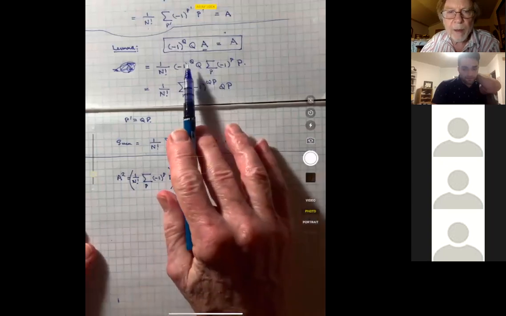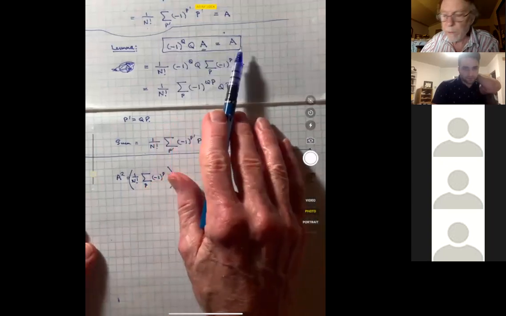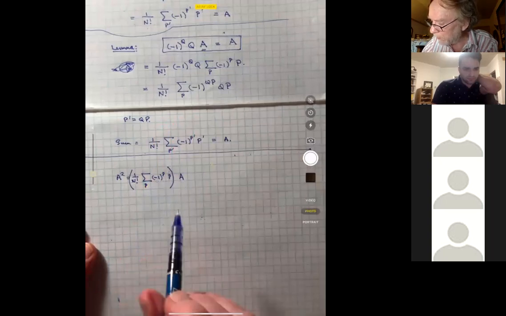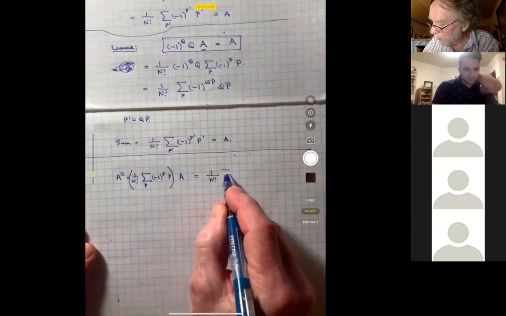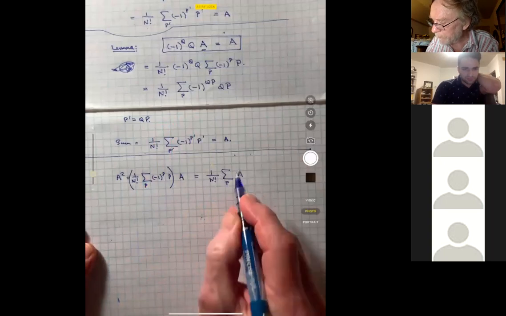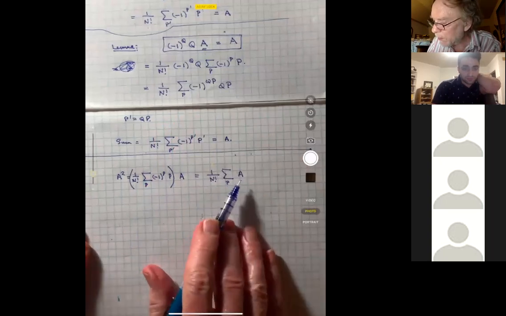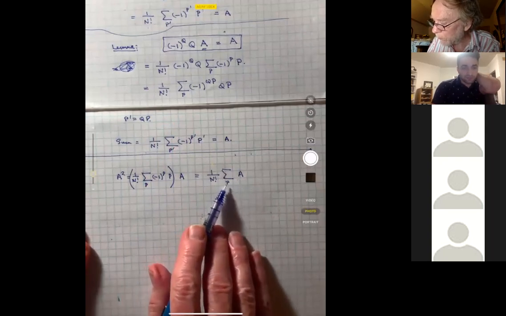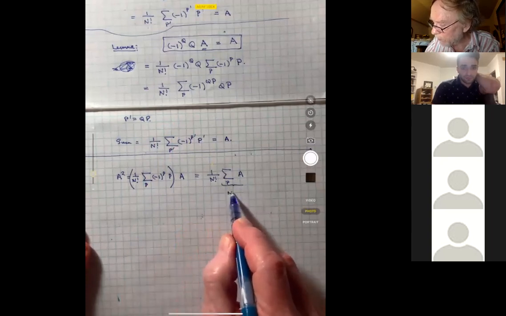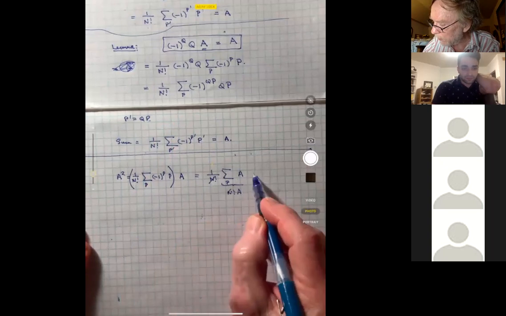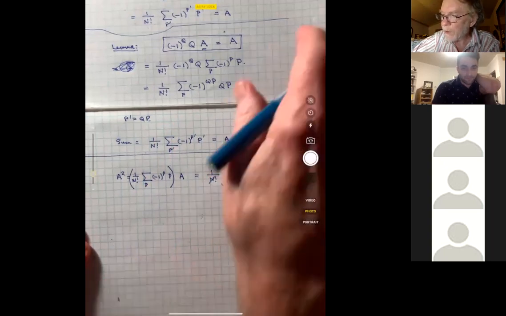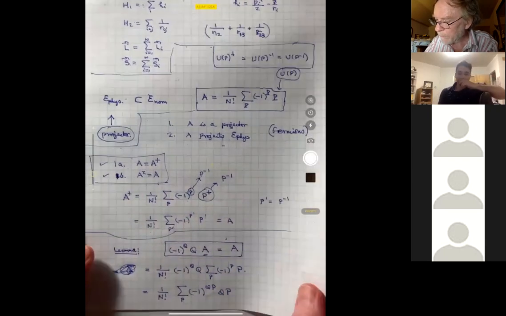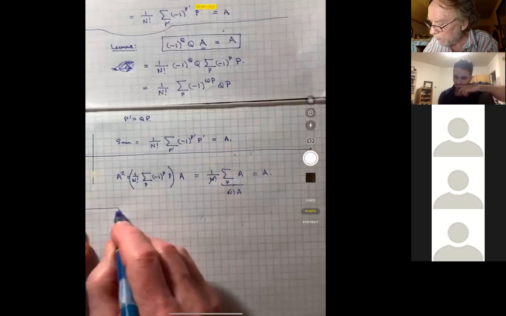On the other hand, by my little lemma up there, this minus 1 to the Q times A is equal to A with Q replaced by P. Minus 1 to the P times A is just A all over again. So this is 1 over n factorial times the sum on P of just A. Now what I'm summing is n factorial identical terms, because P runs over n factorial elements. So this sum is equal to n factorial times A. The n factorials cancel and the answer is equal to A. And so this proves that A squared is equal to A, and we have therefore now shown that A is actually a projector. Okay. Now then, so that's good.